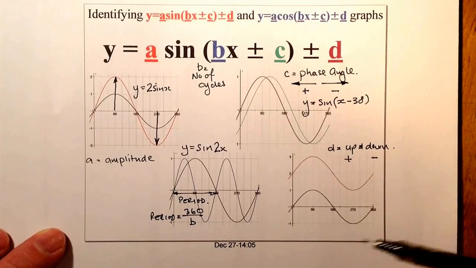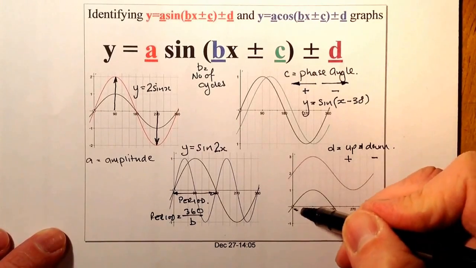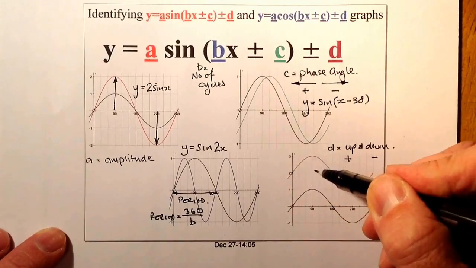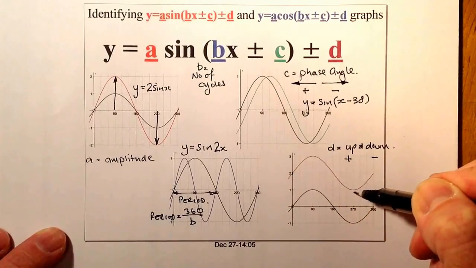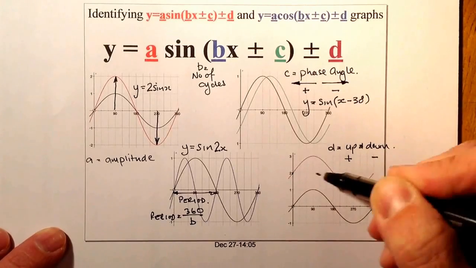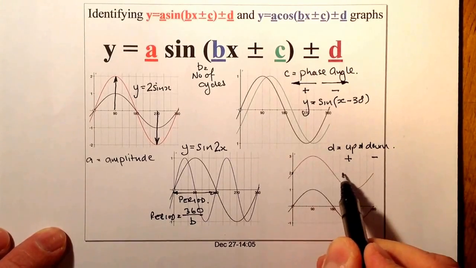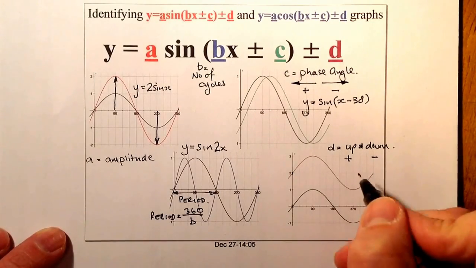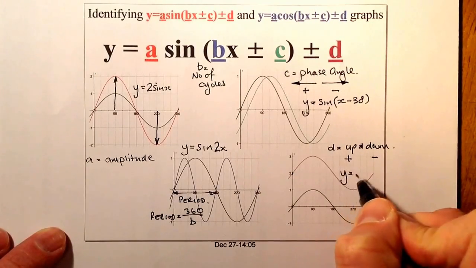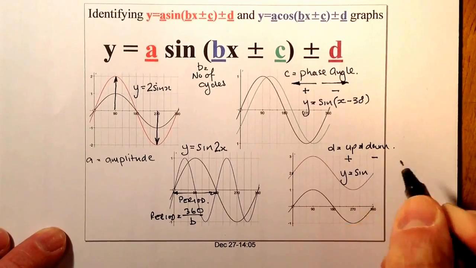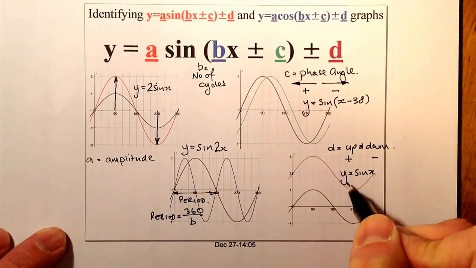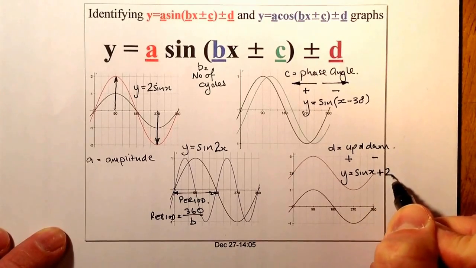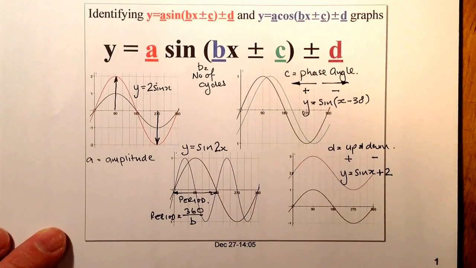So in this one here, what I can see is that instead of starting at 0, I'm starting at 2, and the graph just goes up to 3 and down to 1, so it just goes up 1 and down 1. From this point here, this is where it oscillates about, and what I can say there is that this graph here would just be y is equal to, and it's just a sine graph again, and all I've done is taken the sine graph and pulled it up the way by 2, so that would just be a plus 2 there. So y is equal to sine x plus 2.